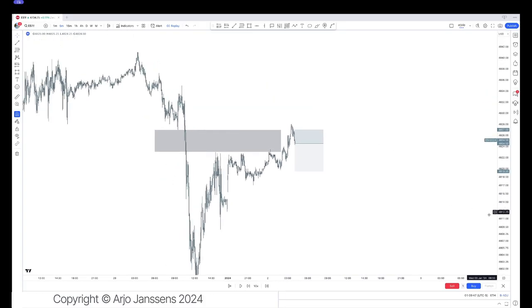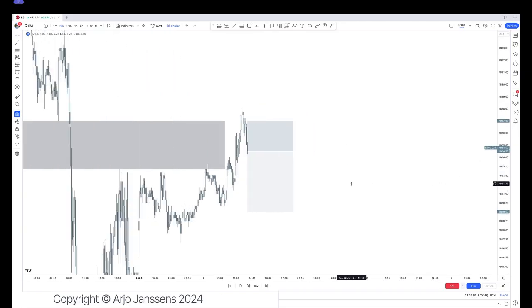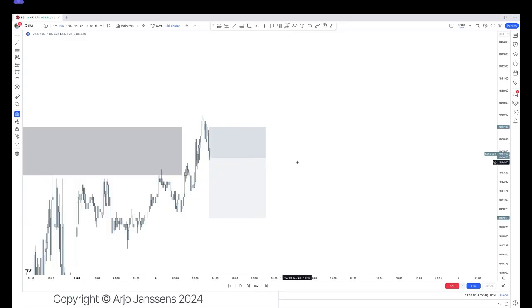right there is because when we do enter on the creation of a fair value gap itself, instead of waiting for a sting into the fair value gap, our entry is less accurate, meaning our break even, our risk management is going to be a little bit harder.